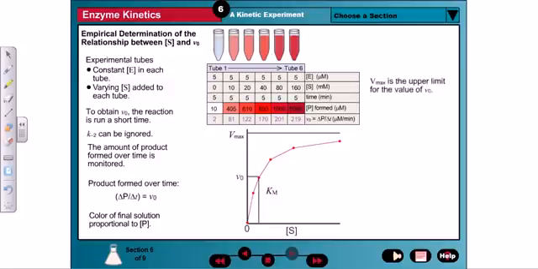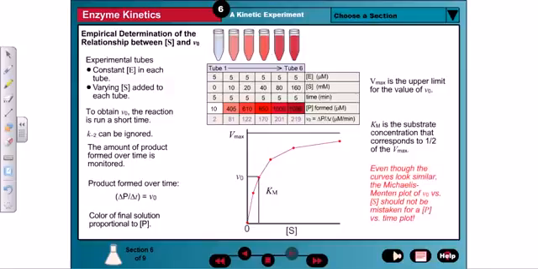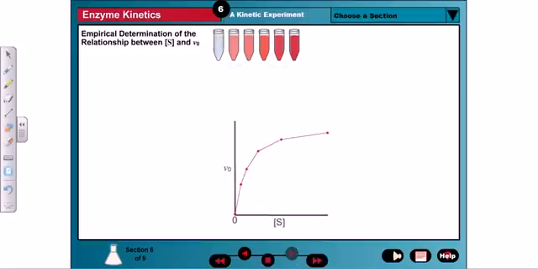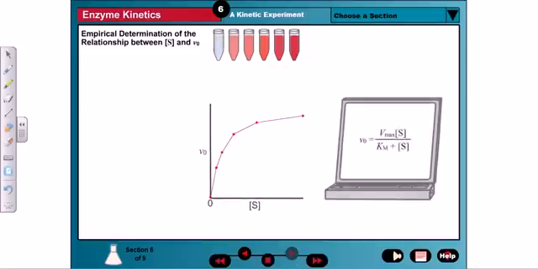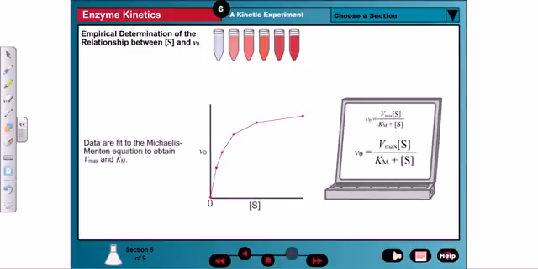The Vmax is the point where the enzyme is fully saturated and cannot achieve a higher initial velocity. Vmax is therefore the upper limit for V0. The Km is the substrate concentration that corresponds to 1/2 of the Vmax. More precise values for Vmax and Km can be obtained by using a curve-fitting program. Remember that the Michaelis-Menten equation is a mathematical expression for a hyperbola.